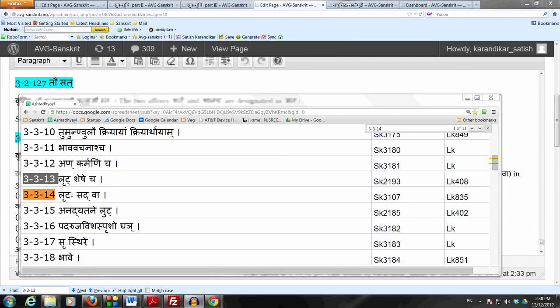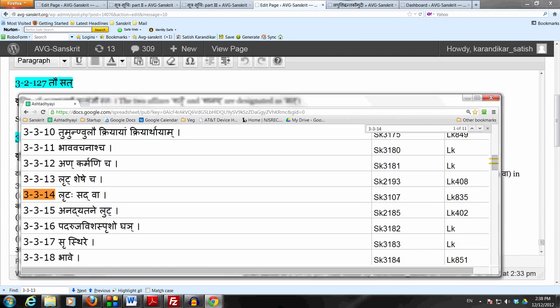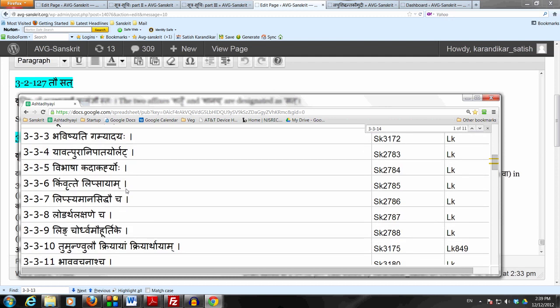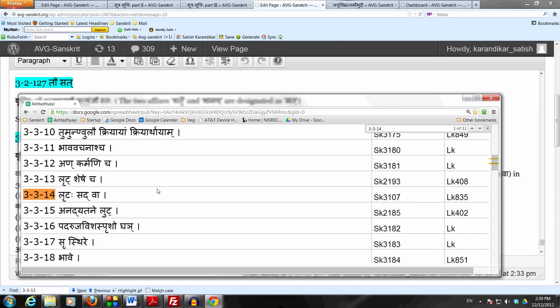Let us now take up a sutram in which Panini uses this satsanya, and that sutram is 3.3.14, Ritas Sadva. Now recall the adhikaraha of bhavishyati, which starts from 3.3.3 and goes up to 3.3.15, anadyatane lut, which we have studied. So in that adhikara of bhavishyati comes this sutram Ritas Sadva. In fact, we have studied the prior sutram, Rit Sheshe Cha.